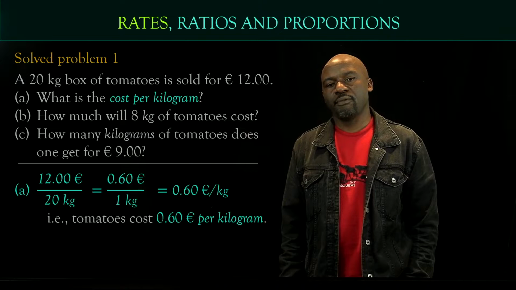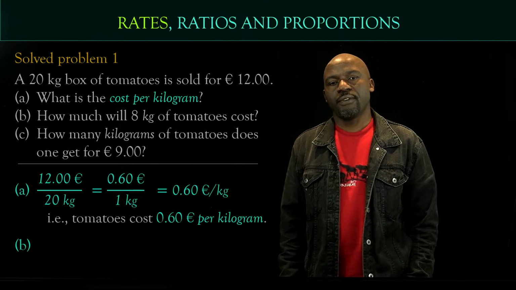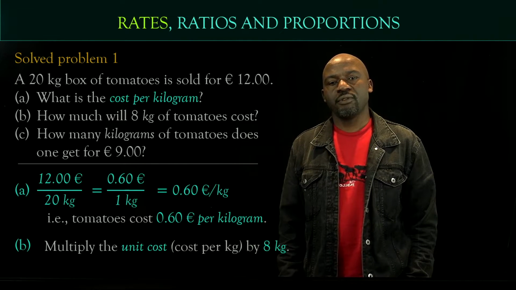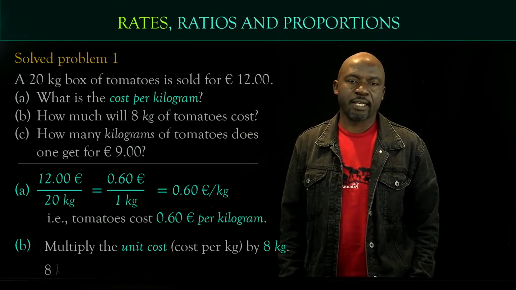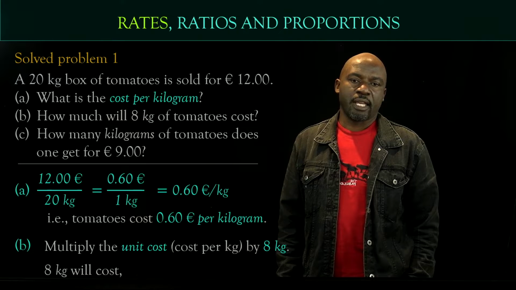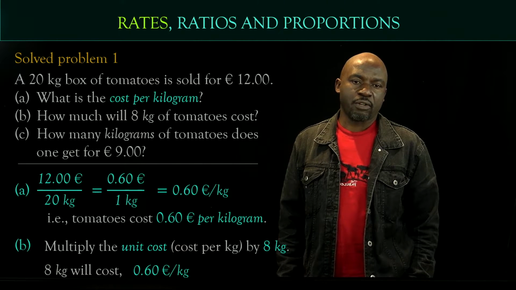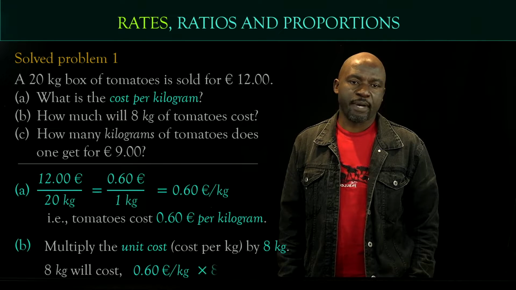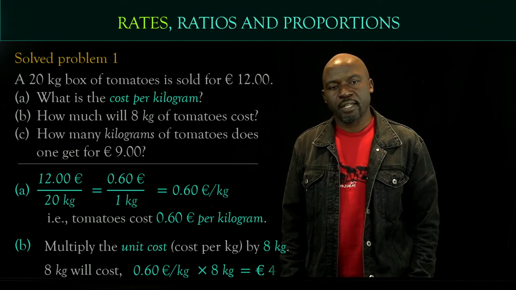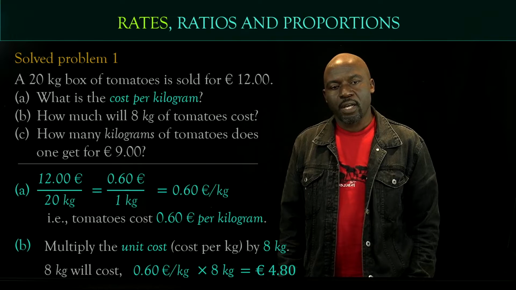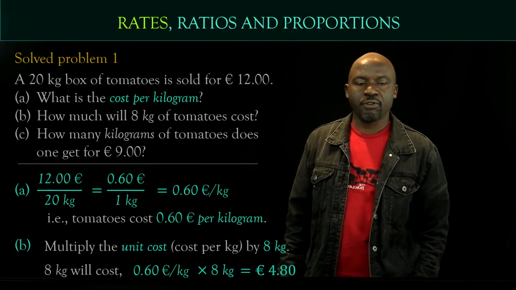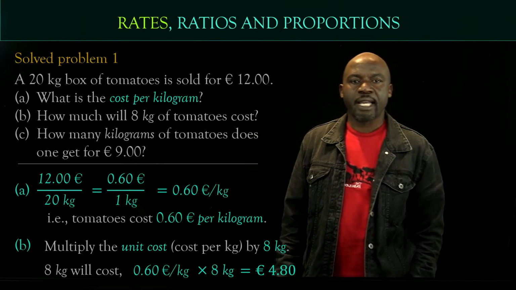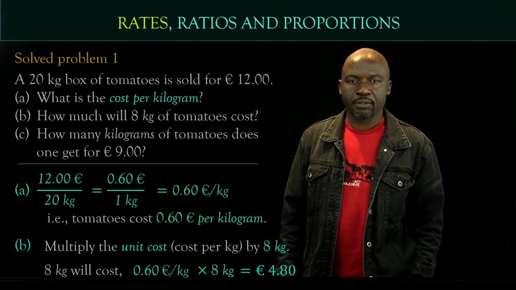So part B, if we're going to find the cost of 8 kilograms, we must take the unit cost and multiply by the number of kilograms we want to purchase. That means take the 8 kilograms and multiply by the unit cost. So 0.6 multiplied by 8, and that gives us 4.8 euros. So we need to have 4.8 euros in order to buy 8 kilograms of tomatoes.